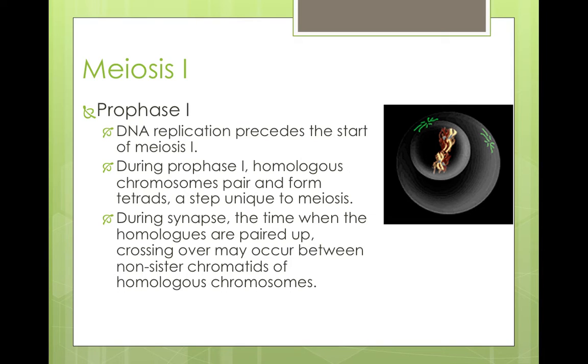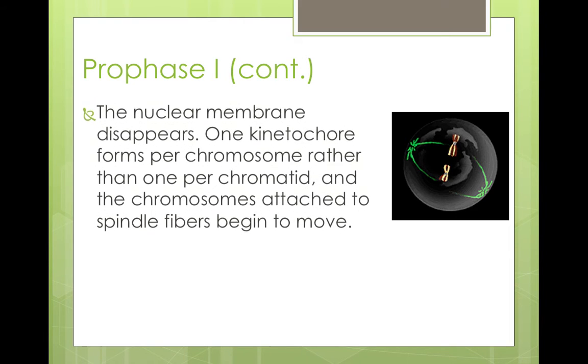Crossing over is when bits and pieces of the genes from one chromosome are swapped with the other one. And this increases the genetic variation, which is a very good thing for the diversity of a species. And if I'm going too fast, of course, you could pause at any time.